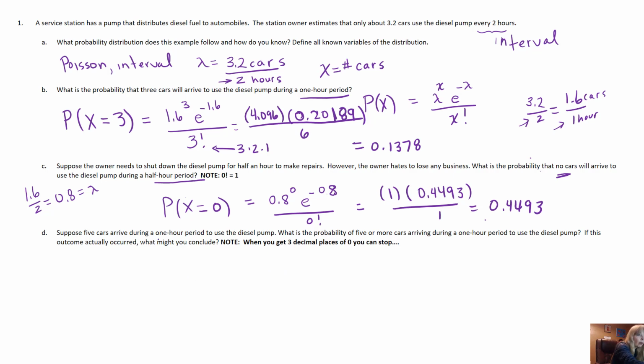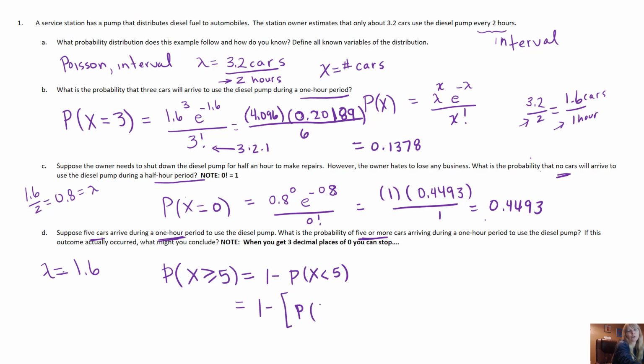Okay, so suppose 5 cars arrive during a 1-hour period. Since this is a 1-hour period, I know I'm going back to my lambda of 1.6. What is the probability of 5 or more? So the probability that x is equal to or greater than 5 would be the same as 1 minus the probability less than 5. So what I would have to do is find the probability less than 5, which would be what?